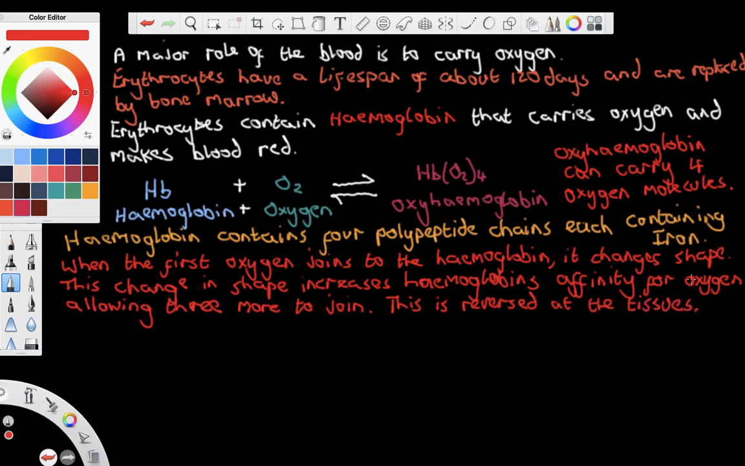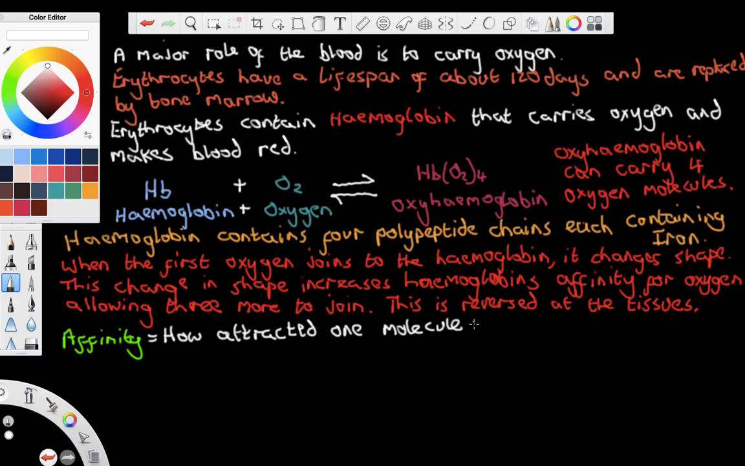Now, what we mean by affinity is how attracted a molecule is to another. So affinity is how attracted one molecule is to another. Okay?